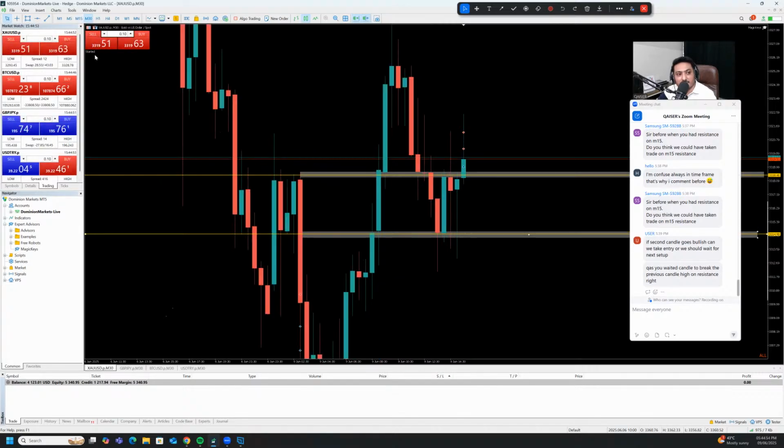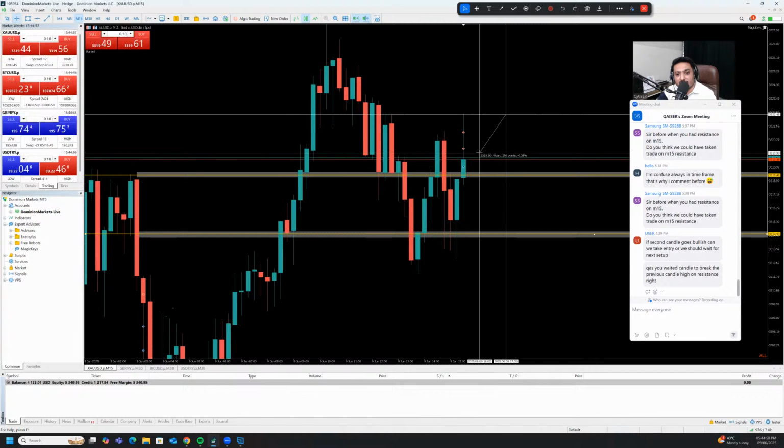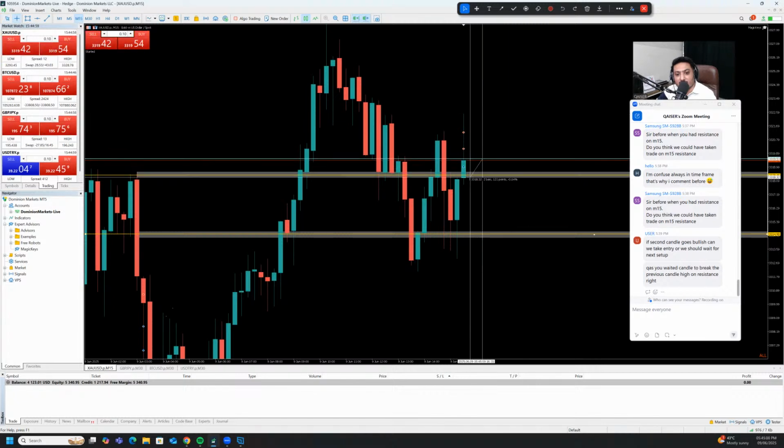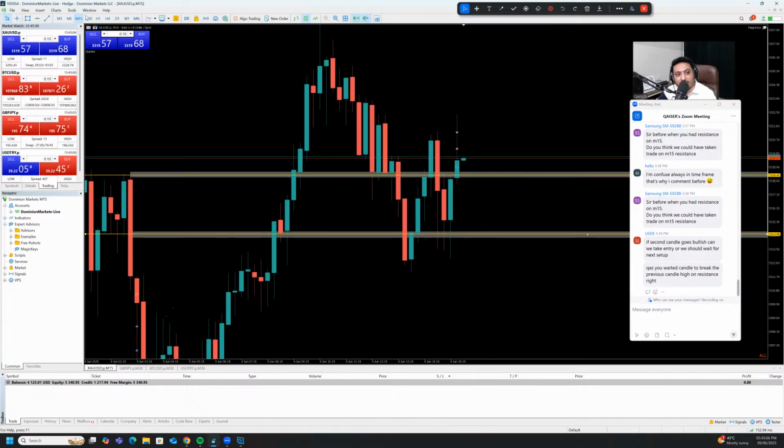Let me see on M15. M15 also, look at this, M15 rejected with a long rejection wick and is going to close with a small body. The rejection is bigger than the body. So there is no confirmation on the 50-minute time frame right now.